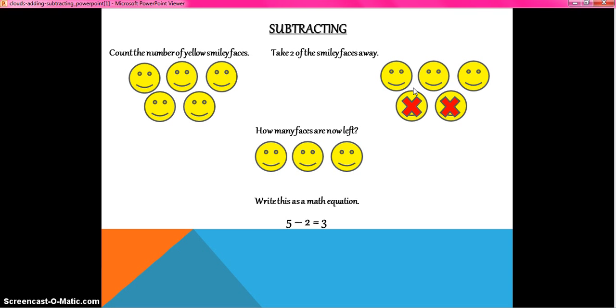How many smileys do we have left after we take 2 away from 5? Let's count together. 1, 2, 3. The answer to 5 smileys minus 2 smileys equals 3 smileys. Don't forget to write the answer 3 down on your paper. Great job with adding and subtracting today, class.